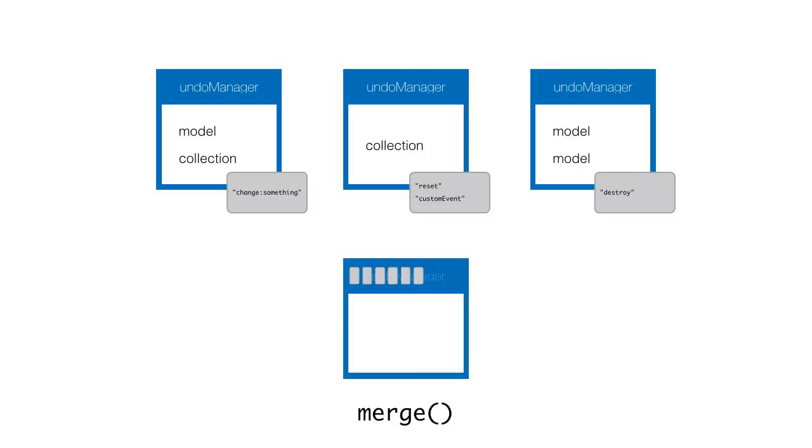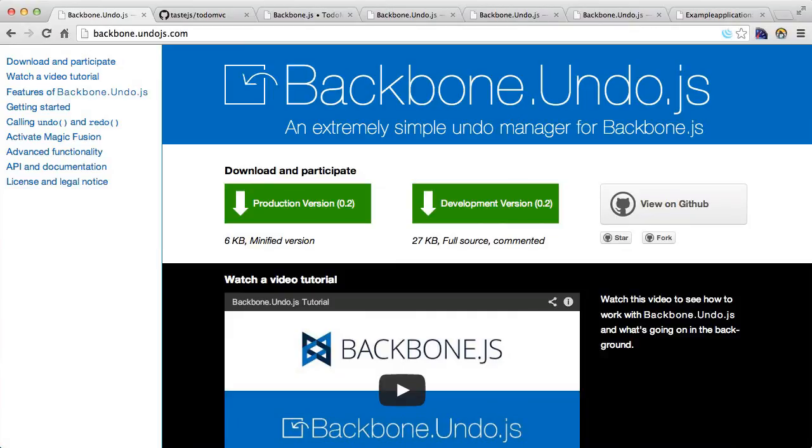So these are the advanced features. This is how you can make it work for larger applications. And once you've understood the concept of undo types, it's actually pretty simple again. And with creating several undo managers and merging them into one, you get a lot of power. So the bottom line is Backbone.Undo.js is extremely simple and very easy to set up. And it's also quite capable if you use the advanced functionality. That's it. That was the extensive introduction to Backbone.Undo.js.